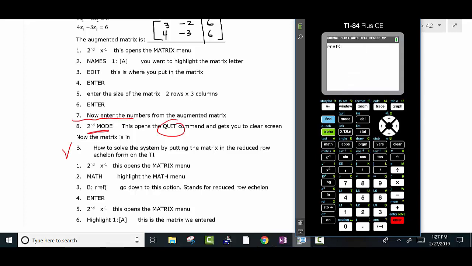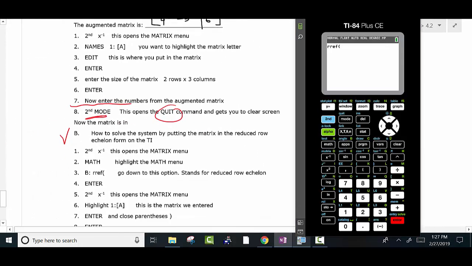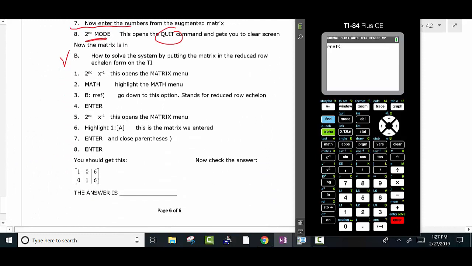Now you've got to put the matrix in. What you have to do is go back to the matrix command. So go second x to the -1, then highlight A and press enter. Ultimately, what you're trying to do in this problem is get the RREF of whatever matrix you put in on your calculator. Then you press enter, and you'll get the answer to the problem we're looking for.